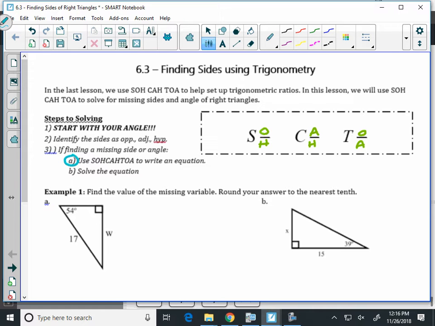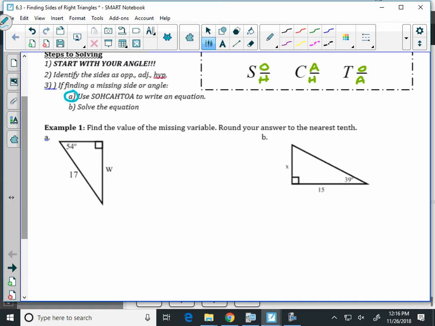So we take a look at this first example, example 1. It says find the value of the missing variable, round your answer to the nearest tenth. And I notice I have a right triangle. And from what we've been doing when we're trying to find the missing side of a right triangle, what have we been using? And before we knew about trig. Yeah, Pythagorean theorem. Why can't we use the Pythagorean theorem here? It's a right triangle. I'm trying to find a missing side. Why can't I use the Pythagorean theorem?